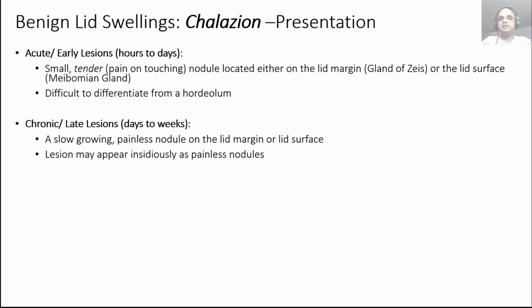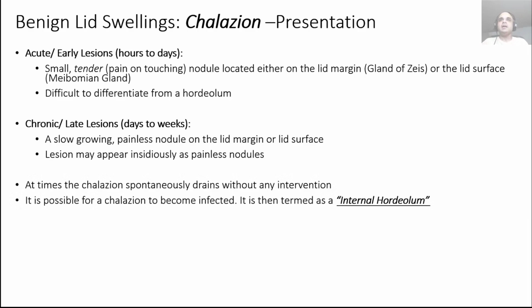If the patient presents later, probably close to a week or more, he or she will present with a slow growing nodule, which is painless, on the lid margin or on the lid surface. And at times, because the patient usually does not notice the acute event, the lesion insidiously appears as a painless nodule. The patient would wake up one day and say, there's something going on here, or someone else would tell them there is something growing on your lid. And the good part about chalazion is that sometimes they would just drain themselves.